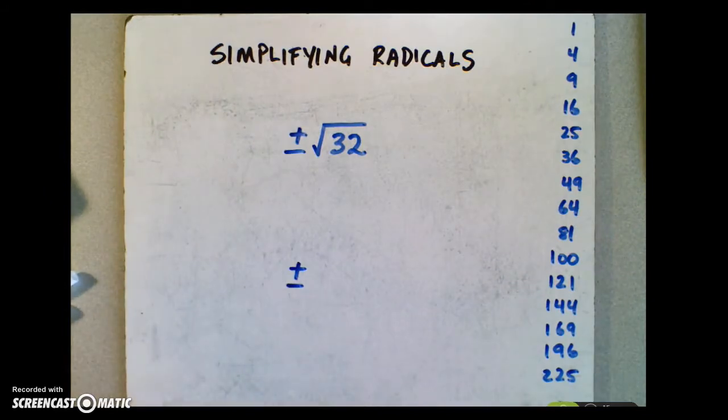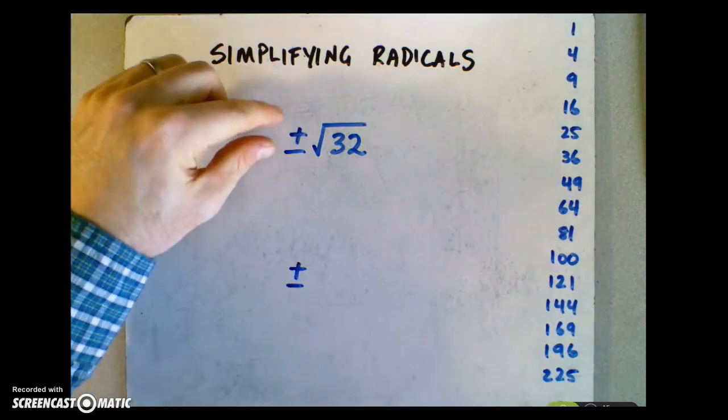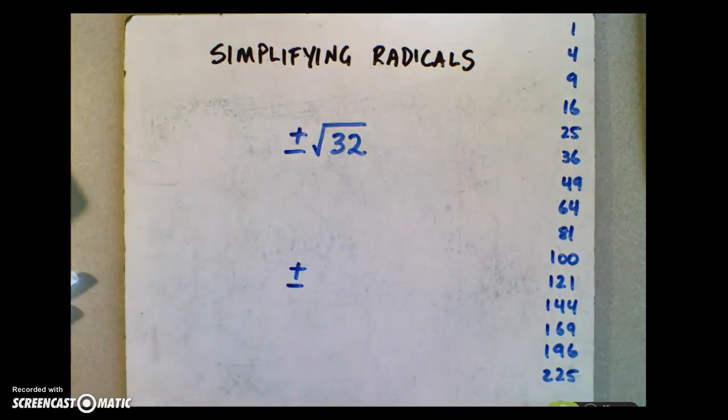We'll talk about that symbol a lot more in future lessons, but for now, whatever symbol you see out front of your radical, that symbol should be out front of your final answer as well. Okay, that's it for this lesson.